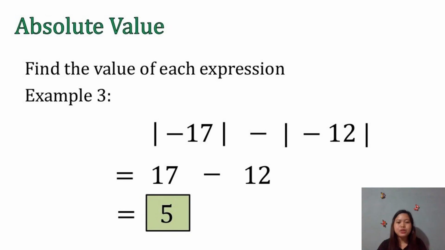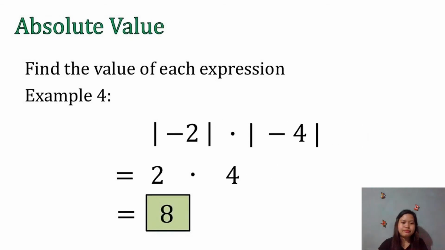We copy the minus sign here. And the absolute value of negative 12, that is positive 12. So if we subtract them, 17 minus 12, that's equal to 5.